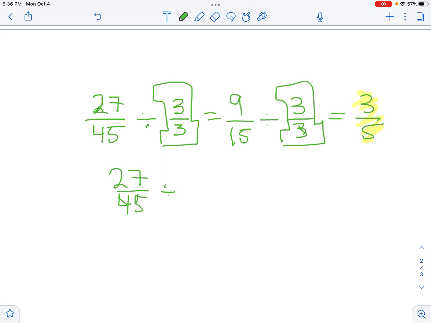This is where knowing your math facts becomes really, really useful. So if you don't know your math facts, this is hard. So it's probably worth taking a step back and spending some time studying math facts, since there's lots of things on the web that will help you practice that. So 27 divided by 9 is 3. 45 divided by 9 is 5. So in one step, we got to 3/5.